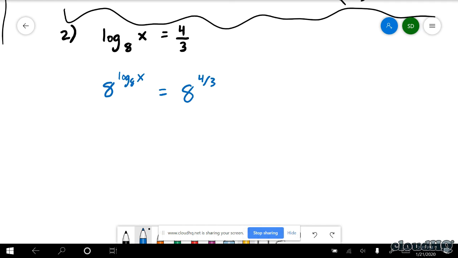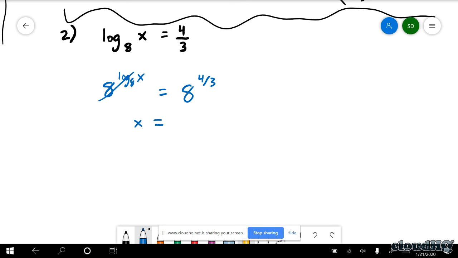What happens when I take 8 to the log base 8 of x? Those are going to cancel each other out. They're inverse operations. X is no longer in a log or in an exponent. It's just by itself. On the right side, I have 8 to the 4/3. We did problems like that in chapter 6. That was first semester, before finals. That's a while ago.